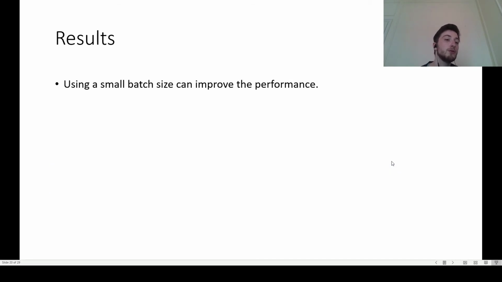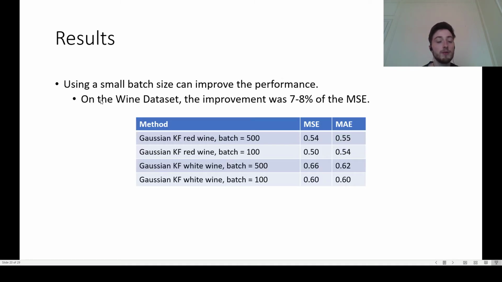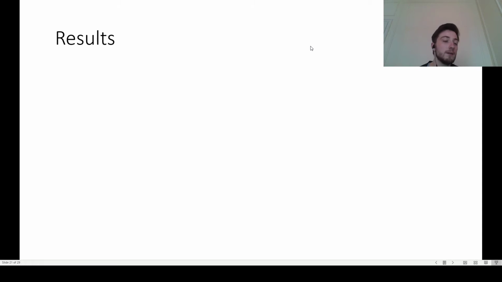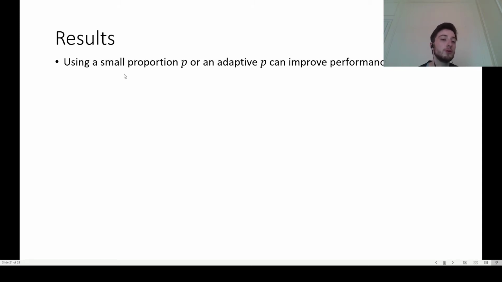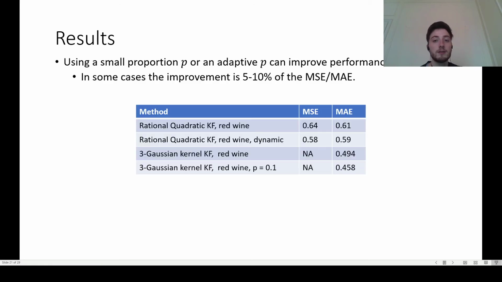In general, also, using a smaller batch size can improve the performance. So this is an example on the wine dataset, both the red wine and white wine dataset. In each case, we used a batch of 500 and then a batch of 100. And in each case, the mean squared error went down by about 7 to 8%. Also, using a smaller proportion of p, or an adaptive value of p that changes throughout training, does also, in some cases, improve performance.